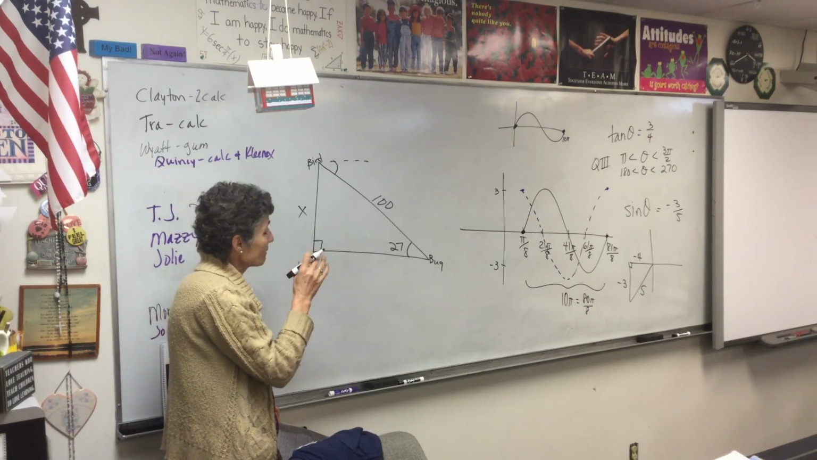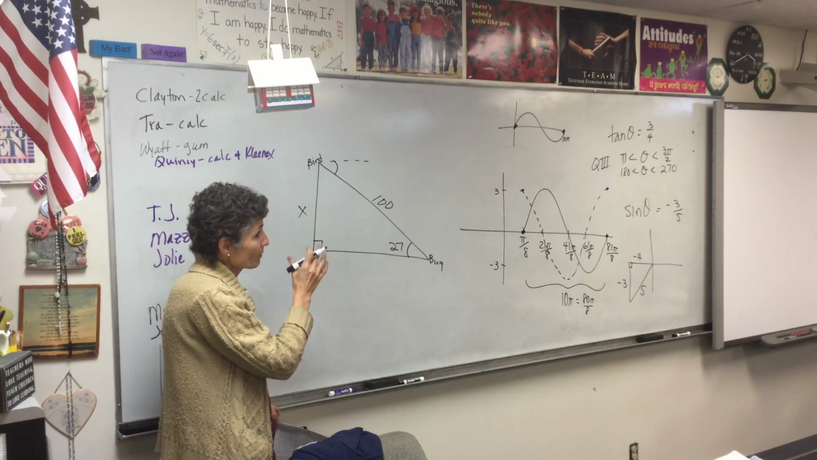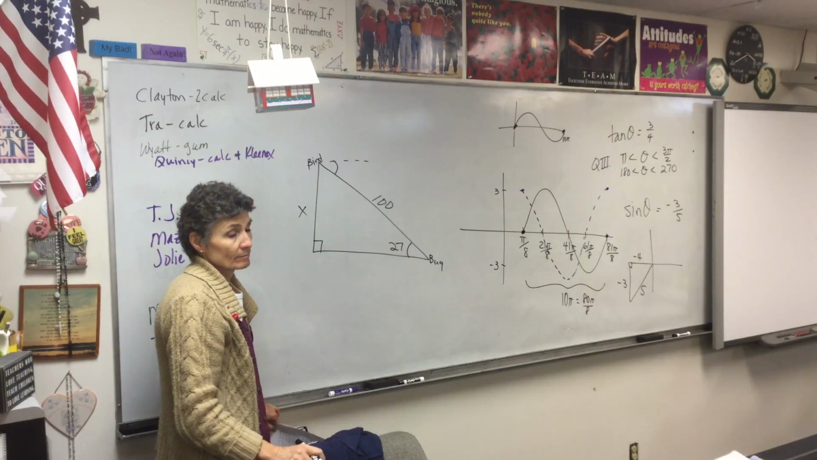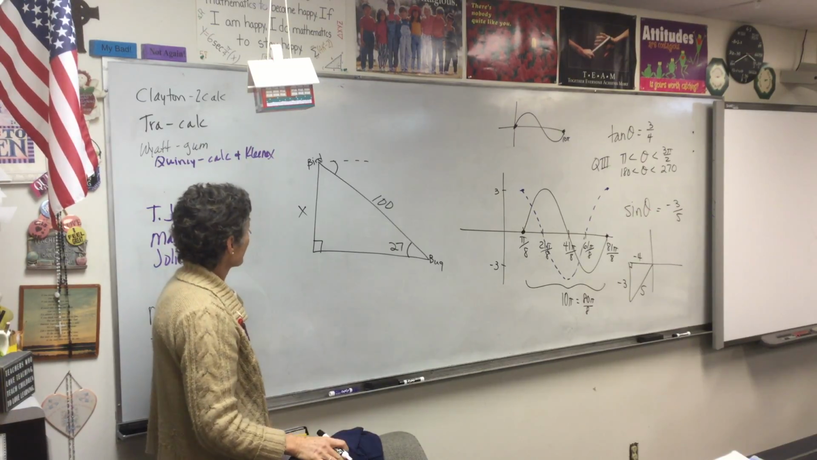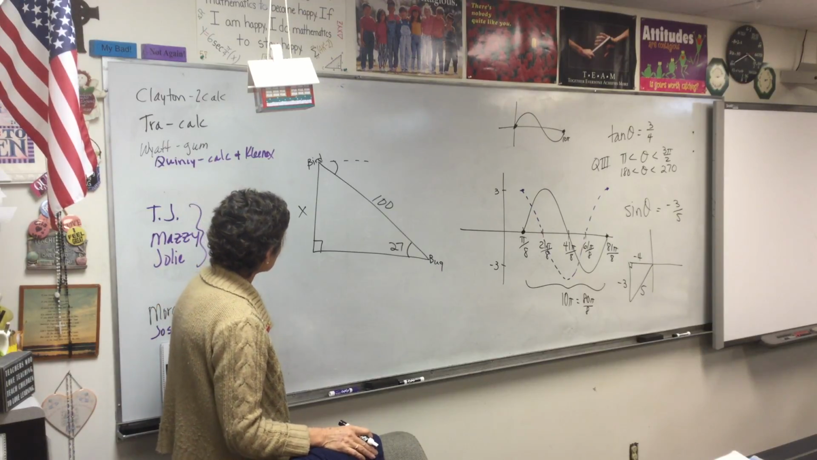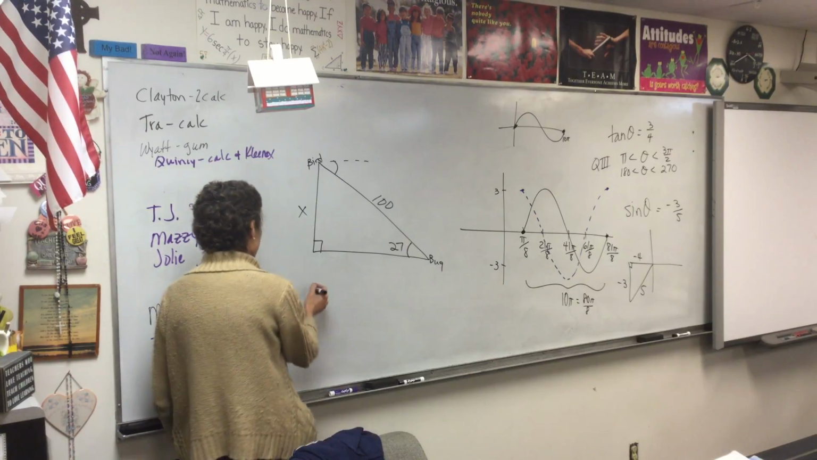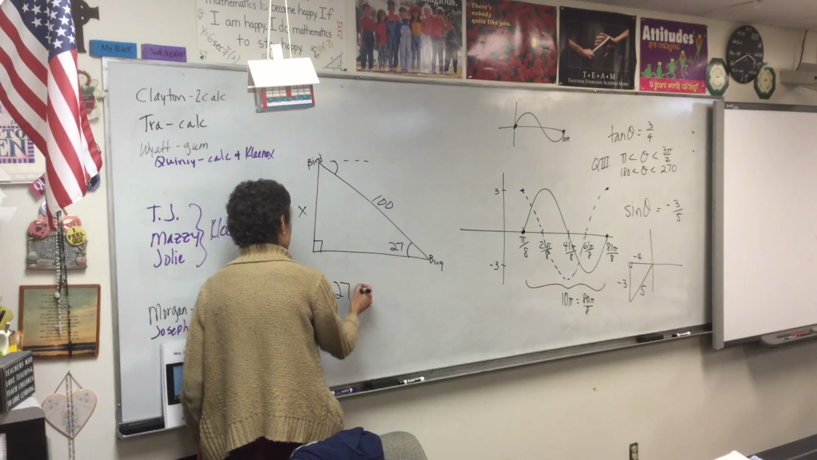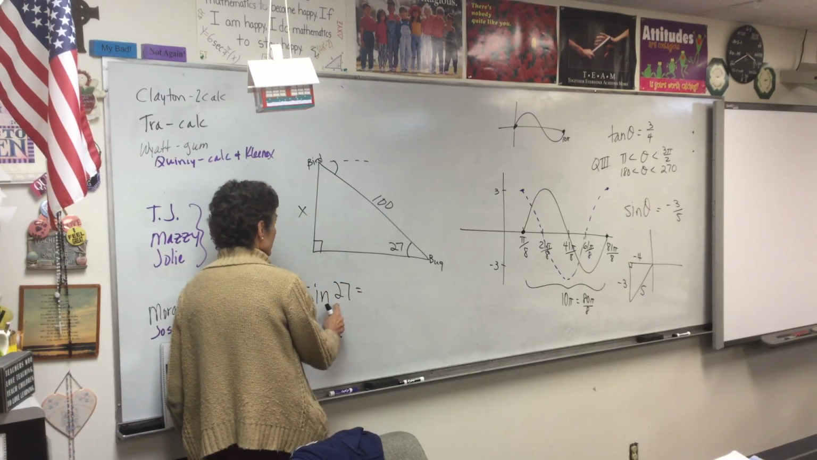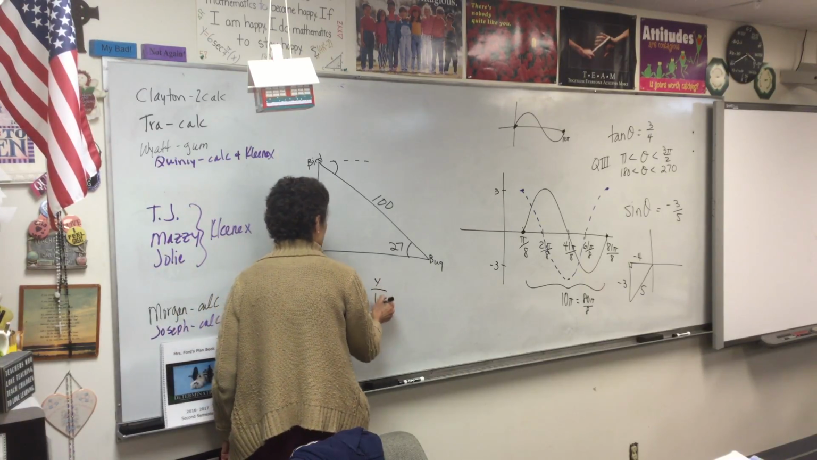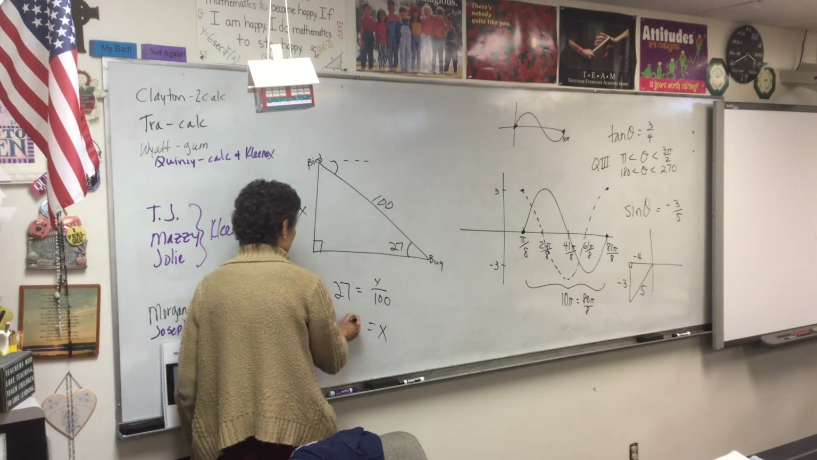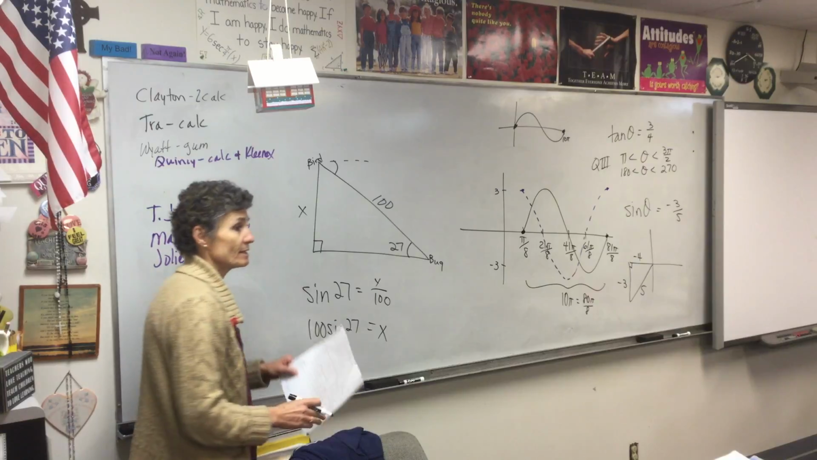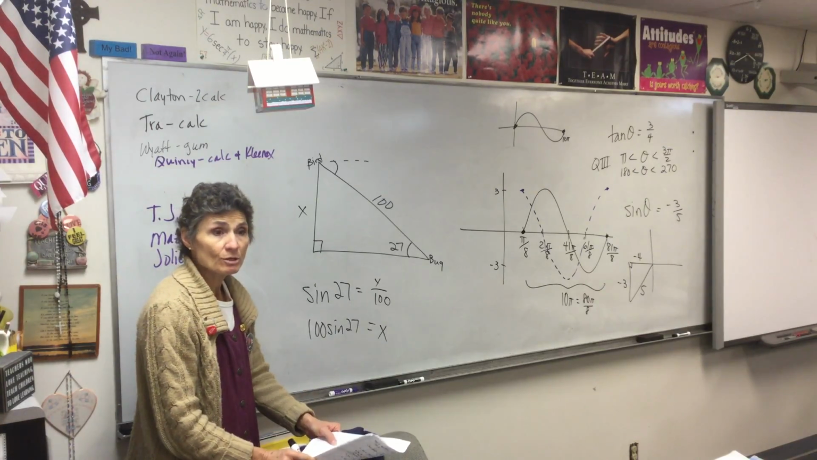Does anybody have a question about why a number is where it's at? Everybody can do that? Alright, now pick a function: sine, cosine, tangent. What's this one gonna do? Sine. We'll say sine 27. You always take sine of the angle. So sine 27 equals x over 100. So x equals 100 sine 27. That would be the equation that you use.